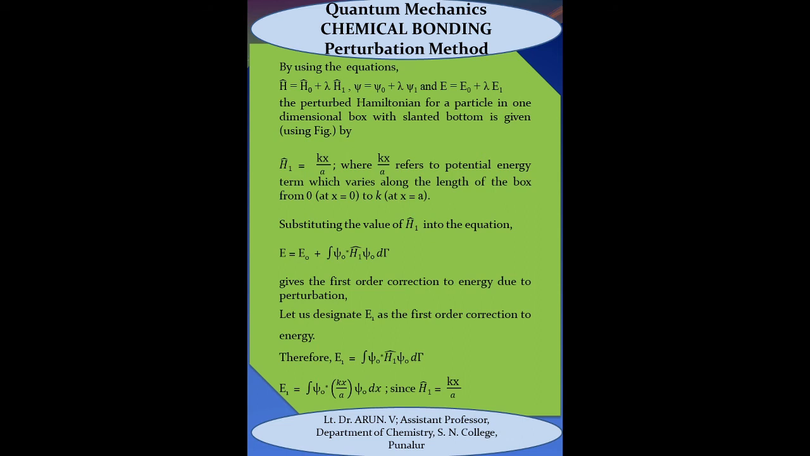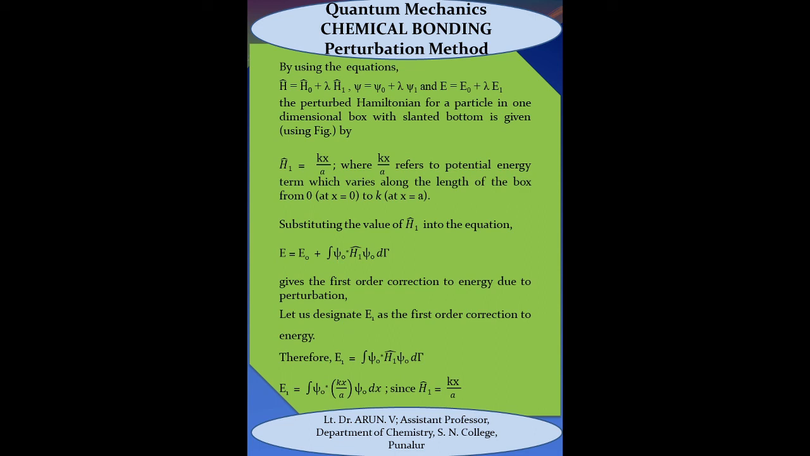By using the equations H = H0 + λH1, ψ = ψ0 + λψ1, and E = E0 + λE1, the perturbed Hamiltonian for a particle in a one-dimensional box with a slanted bottom is given by H1 equal to kx by a, where kx by a refers to the potential energy term which varies along the length of the box from 0 to k, that is, at x equal to 0 to x equal to a.